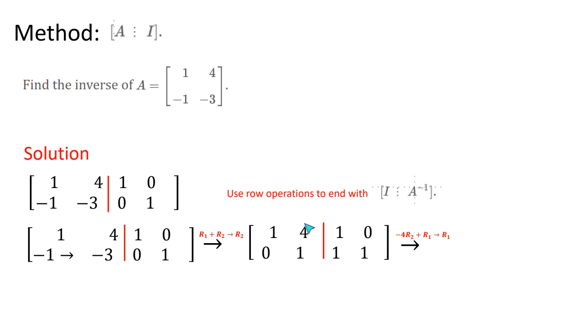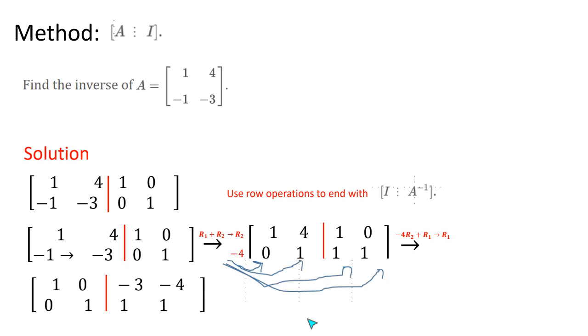In order to make the 4 a 0, I need to multiply by its opposite, which is negative 4. So -4 times 0 is 0. And we're trying to change the first row. So let me start over here. -4 times 0 is 0 plus 1 is going to be 1. And then -4 times 1 is -4 plus 4 gives me the 0. And -4 times 1 is -4 plus 1, -3. And -4 times 1 is -4 plus 0 is going to be -4.